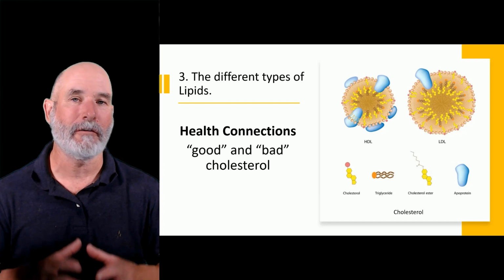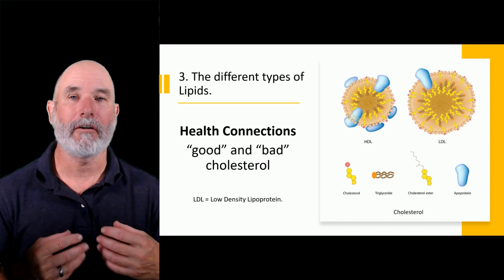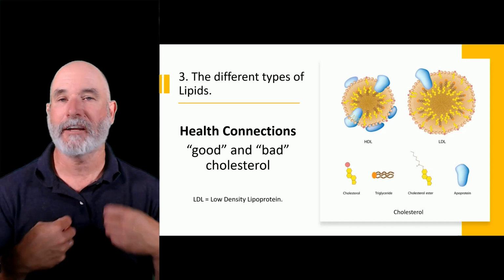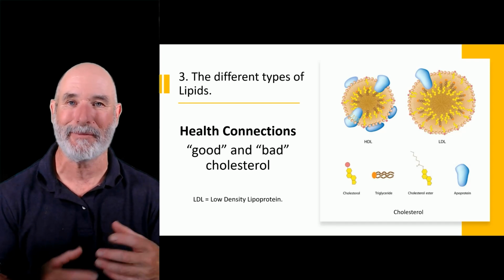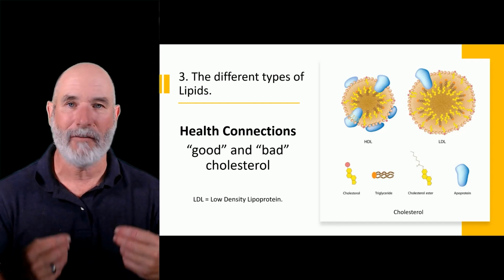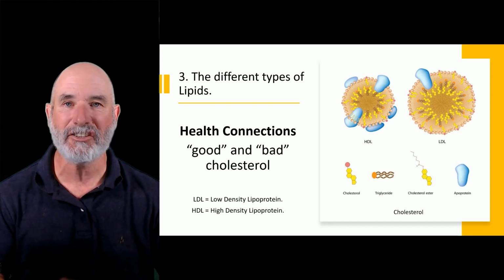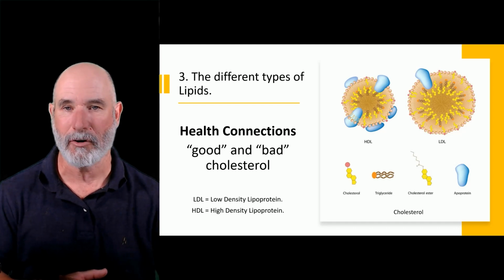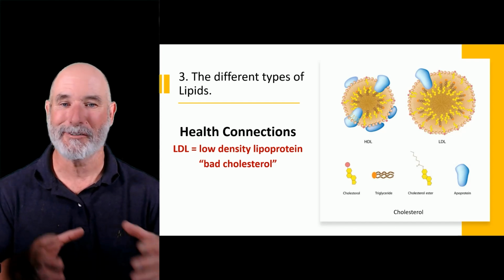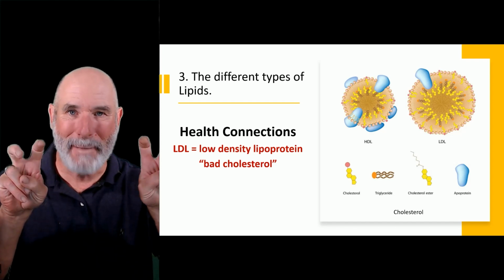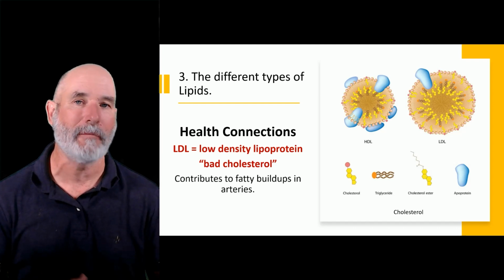Now, you've probably heard of good cholesterol and bad cholesterol. What this really is are the protein structures that are carrying cholesterol throughout your body. See, cholesterol is mostly hydrophobic, so you need to put it in something that can be transported in your blood. And to do that, we have what is called the LDL, which is a low-density lipoprotein, and we have the HDL, which is a high-density lipoprotein. So, LDLs, this is the low-density lipoprotein, so it's a protein with lipids, and it's the bad cholesterol. And the reason why is because it contributes to fatty buildups in our arteries.